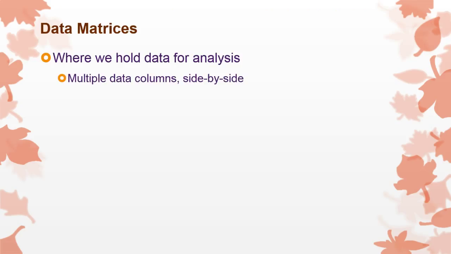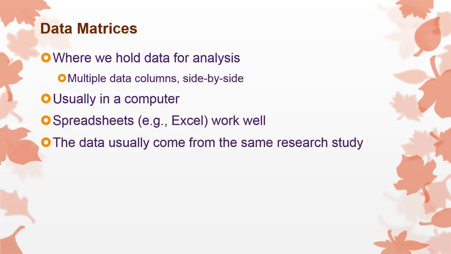Data matrices are where we hold data for some analysis, and that's how we put data into computers. It's multiple data columns in a computer, side by side. It can be on paper, but usually it's in a computer. Excel works very well for this, but most data programs have some version of this running inside them. So SPSS, when you look at the data, it looks like you're looking at an Excel spreadsheet.